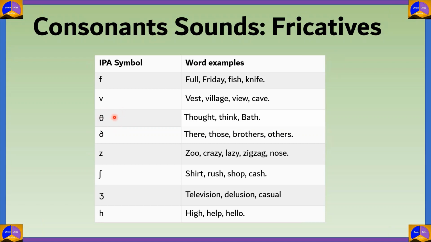Now, there is a fourth fricative. The fourth fricative uses the same idea in order to create the sound, but we also have to strain our vocal cords. In the third symbol, it is unvoiced. For the fourth one, it is the sound from the throat. This is used in words such as there, those, brothers, others, etc.